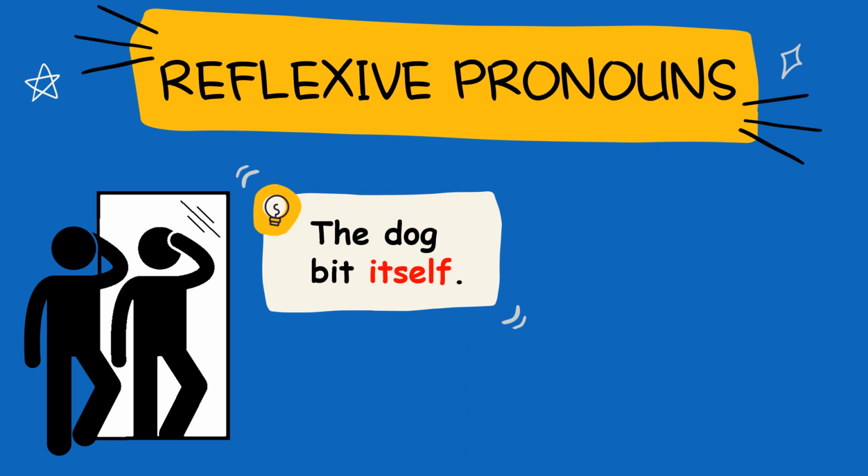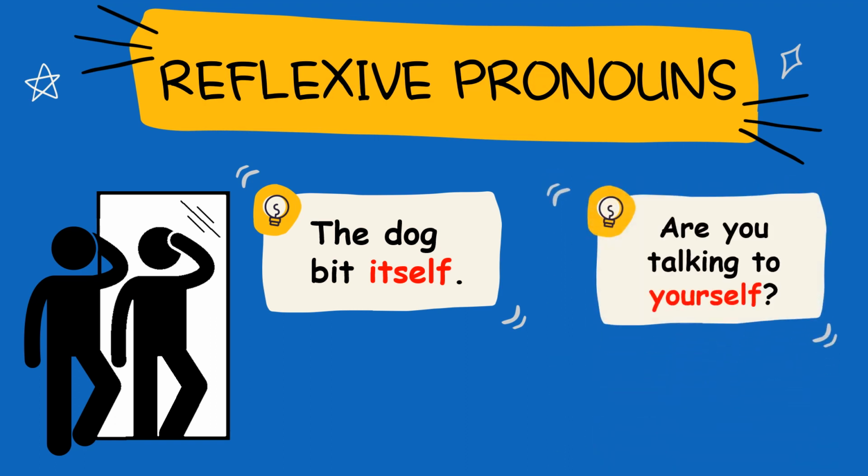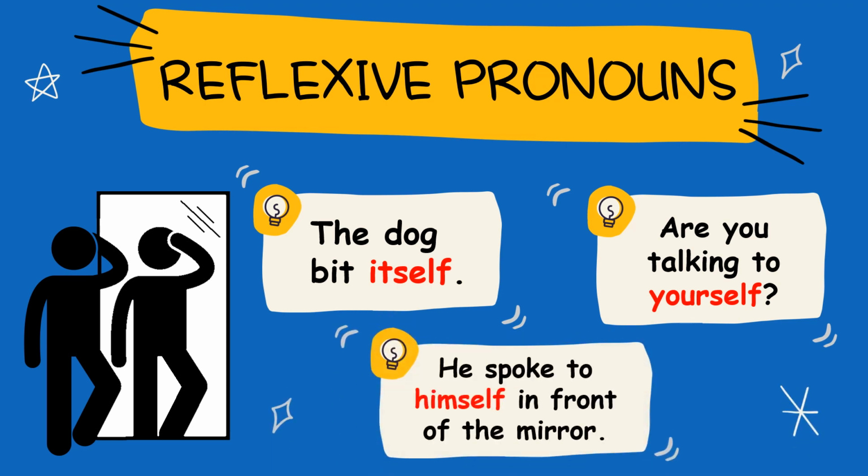Let's take the next sentence. Are you talking to yourself? In this, the reflexive pronoun is yourself, which is referring to the pronoun you. He spoke to himself in front of the mirror. In this example, the reflexive pronoun himself refers back to the pronoun he.